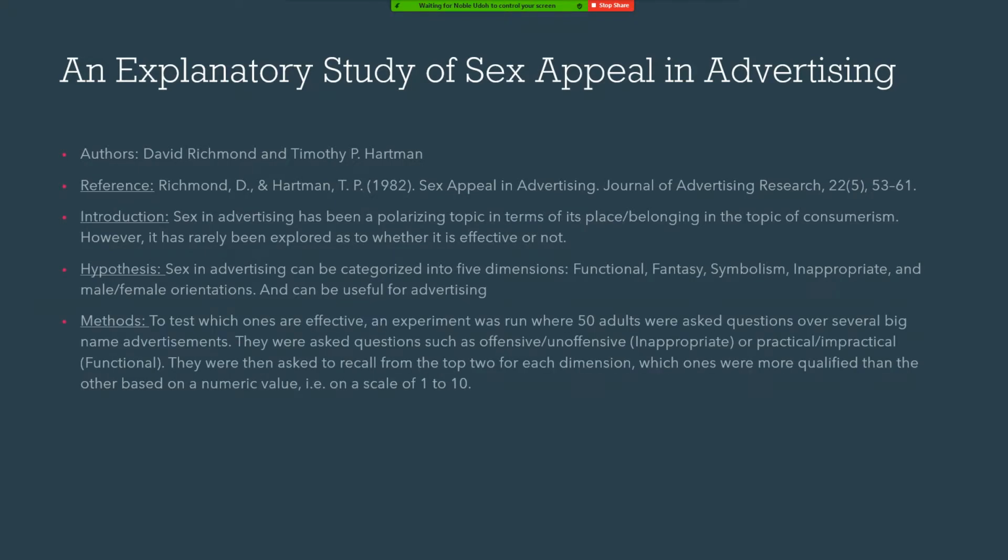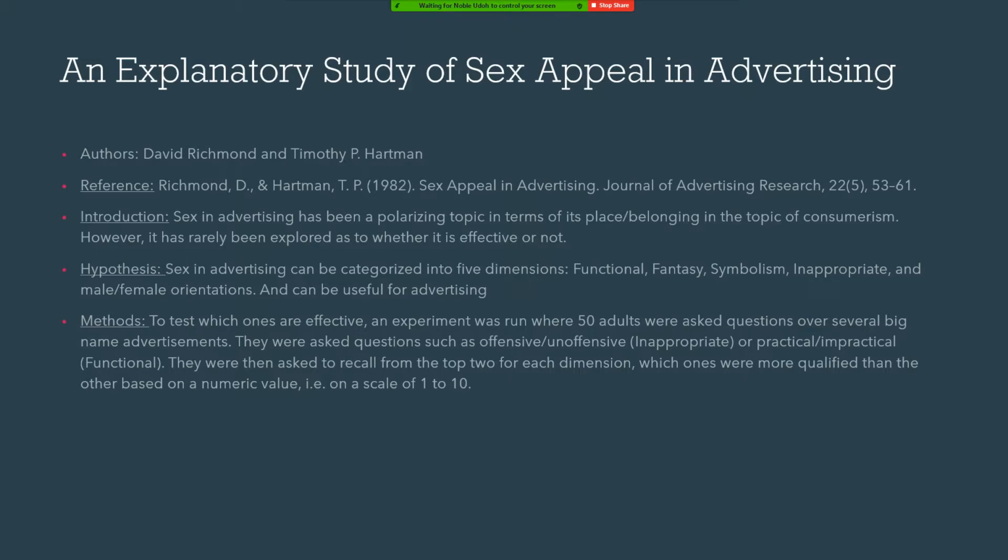So the methods to test this, what they did was they ran an experiment where 50 adults were asked questions over several big name advertisements. They were asked questions such as offensive or unoffensive, and that was asked to cover the topic of inappropriate, or practical, impractical for functional, or male and female, obviously, for the male-female orientation.